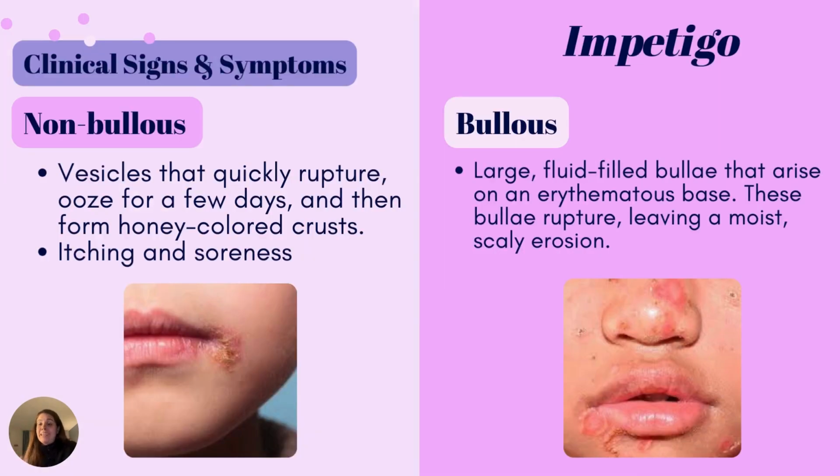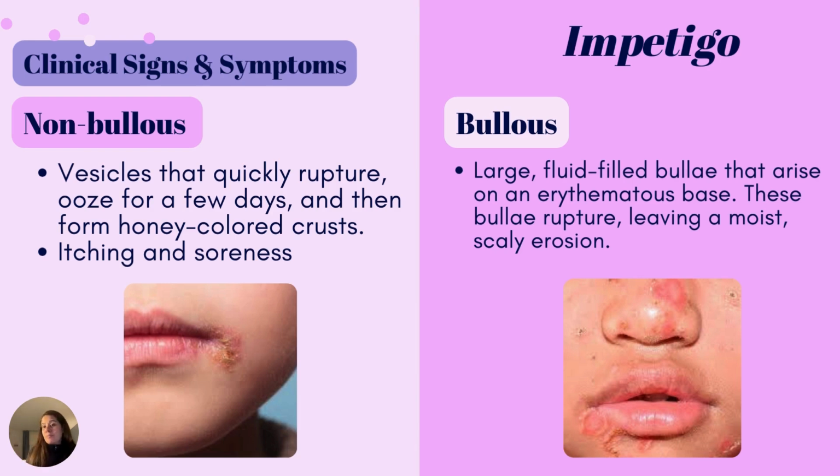If we compare the clinical signs and symptoms of both types, we can see that the non-bullous, remember, is the one that usually pops into our mind when we think about this pathology. We see that the vesicles that quickly rupture are going to ooze for a few days, and then they're going to form this honey-colored crust. The patient may complain of some itching and soreness.